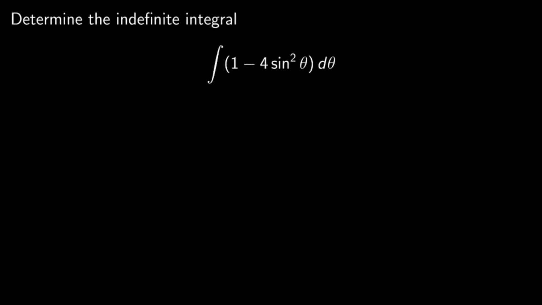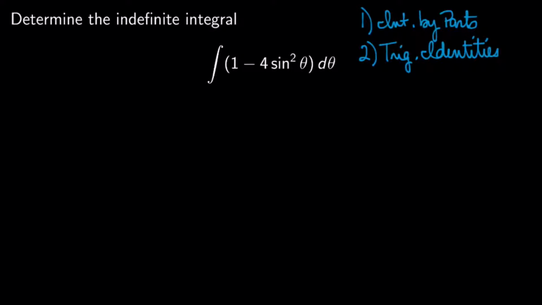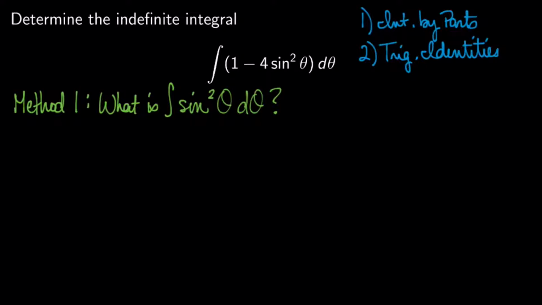All right, here's an indefinite integral that we need to compute, and it can be done two different ways that I can identify. One, we can use integration by parts to solve this, or two, we could use trig identities to find the antiderivative. I want to show both methods. So for method one, by doing this integral using integration by parts, I'm going to answer this simpler integral, just because I don't feel like writing quite as much. What is the integral of sine squared theta d theta?